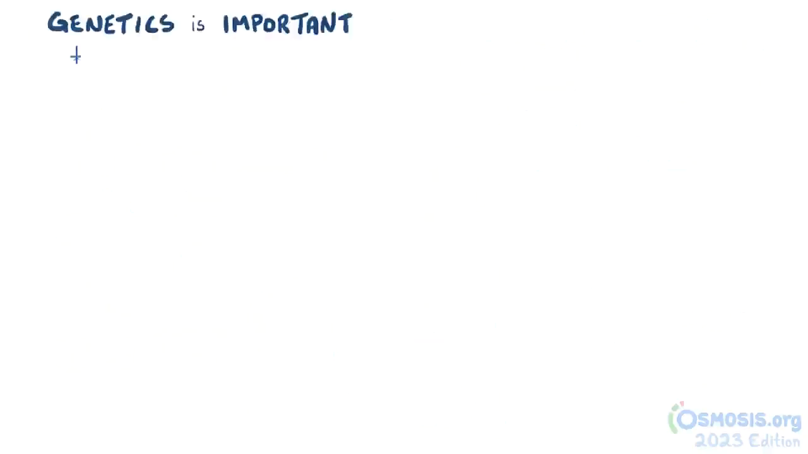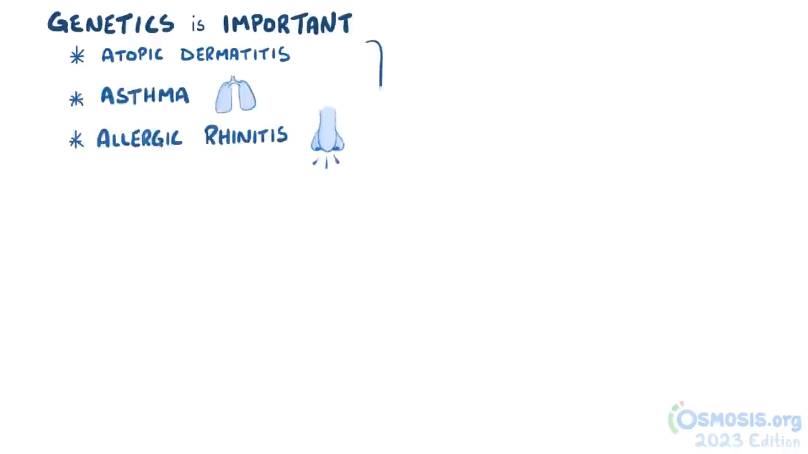Genetics plays an important role in atopic dermatitis, and these individuals often also have asthma, as well as allergic rhinitis, making up what's called the atopic triad. These illnesses also often run in families.